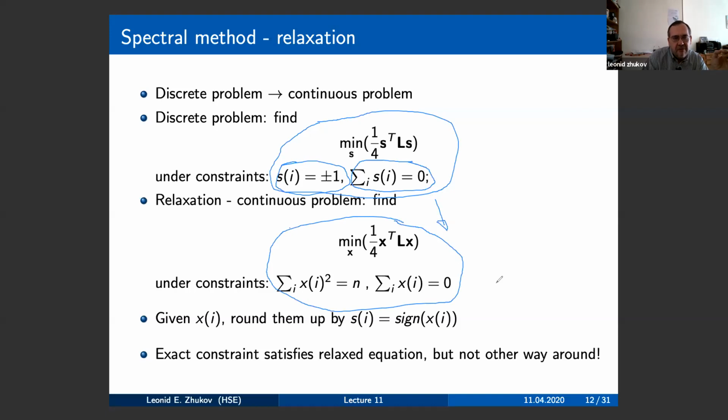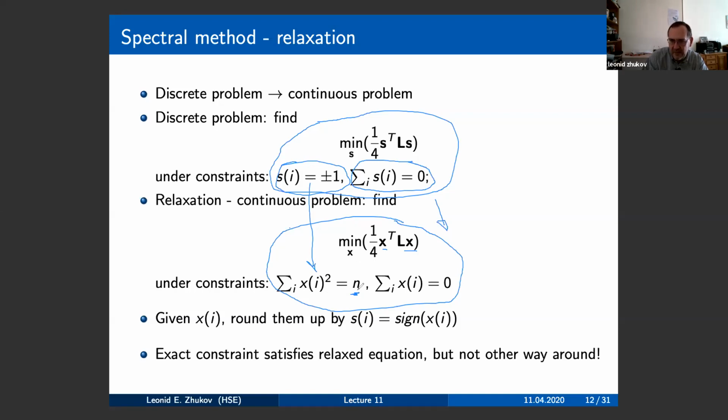Okay. Now, we replaced integers with real values, and we're replacing this constraint with that. So instead of each label being +1 or -1, we're saying now that the sum of the squares of the labels has to be equal to n, where n is the number of nodes. Think about this. If we have two nodes, for example, it says the sum of the squares of the labels has to be equal to 2. So if, for example, the labels are 1 and minus 1, this works, right?